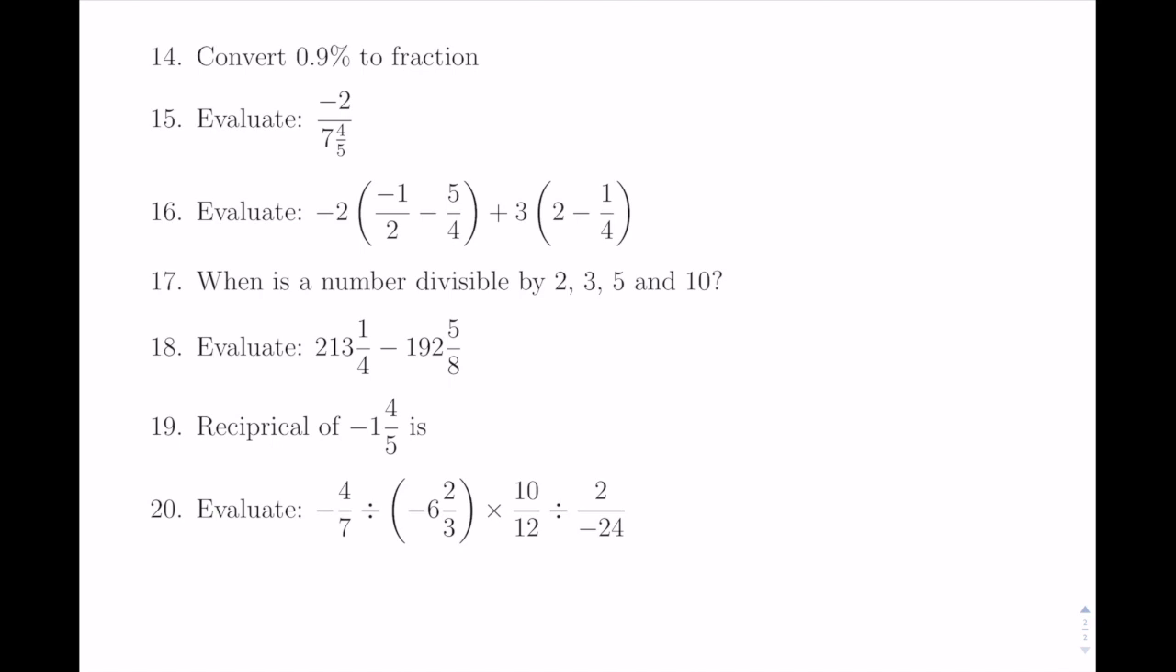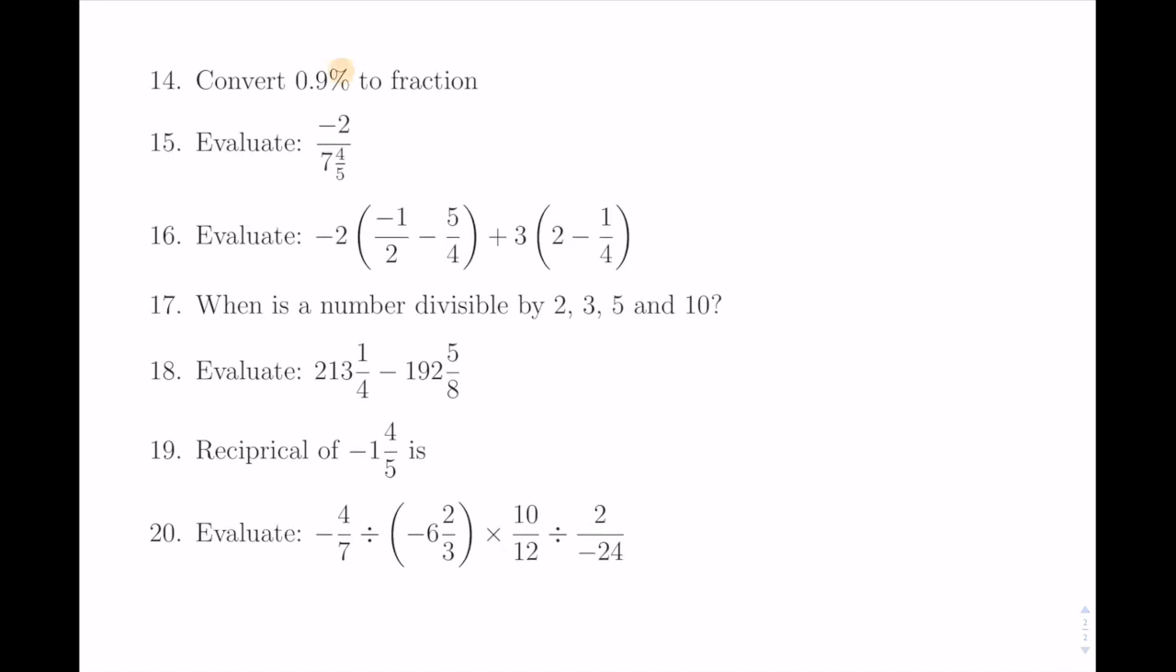We want to convert 0.9% to a fraction. All right. So it is a percent, and we want to convert it to a fraction. So what I like to do is first I'll convert the decimal to a fraction. So 0.9, that's just 9/10. Okay, so that's what that would be. And now I have to divide by 100%, okay, to get rid of this percent symbol here.